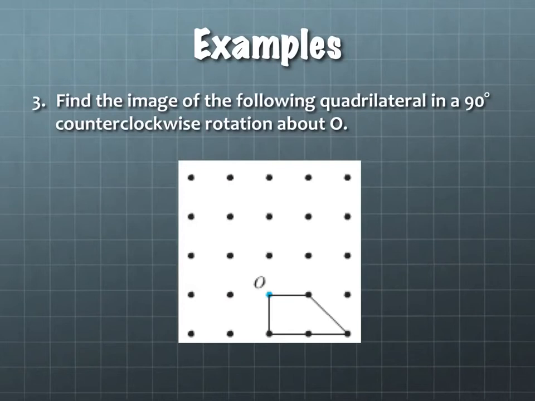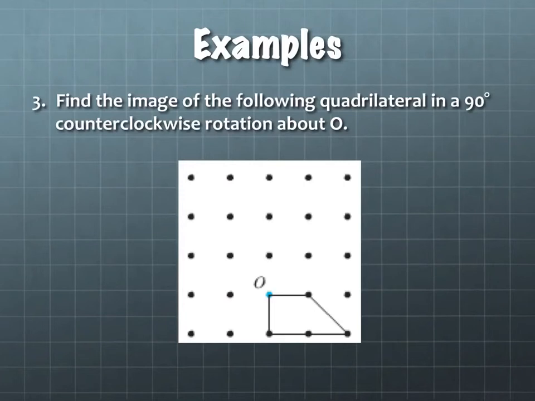Okay, so here's our pre-image. Got a bunch of dots, right? Our turn center is actually on our object here. It's the corner, it's that little blue mark. On your paper, it's letter O, right?